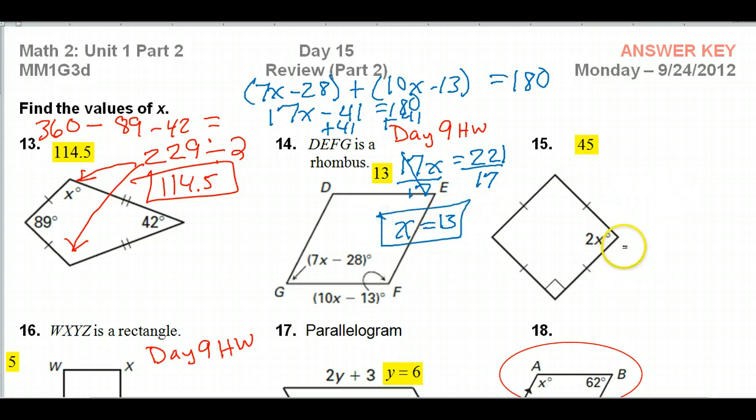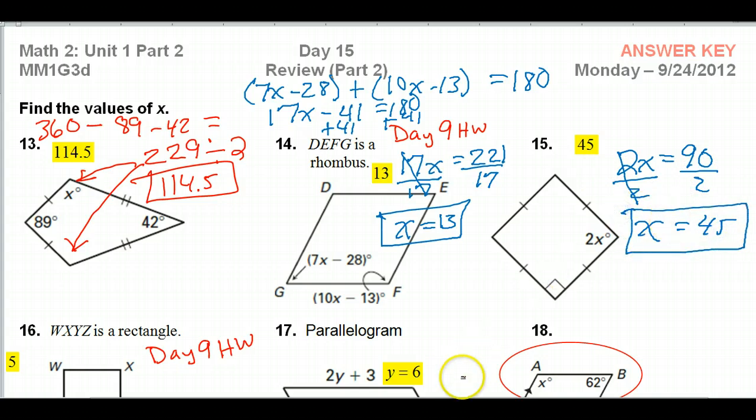Now, looking at number 15. This is obviously a square. That means each one of these angles is 90 degrees. So that means 2x must equal that 90 degrees. So all we have to do is divide both sides by 2. We get x equals 45. So number 15 was real simple like that. Any questions on those first 3 problems?